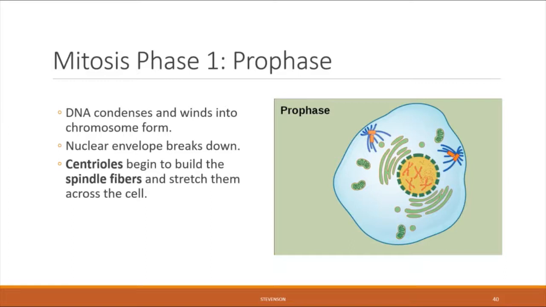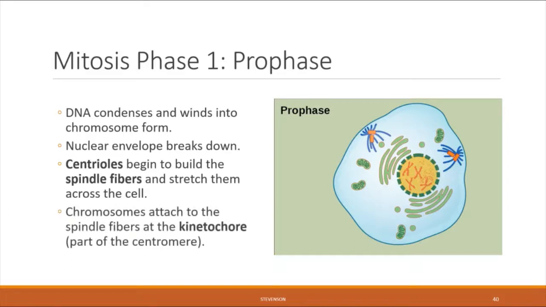The spindle fibers are going to become important later, but in this depiction where you can see that happening is right here. The little orange things are the centrioles, and the little blue things are the spindle fibers that are being constructed. Once those spindle fibers get big enough, then the newly formed chromosomes will attach themselves to the spindle fibers at their kinetochore, which is part of their centromere, that central structure.